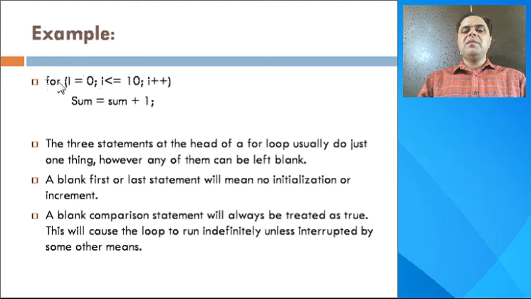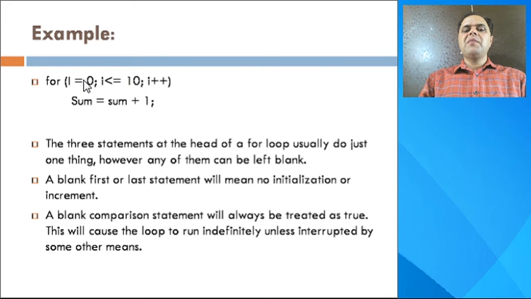So for example, for i equal to 0, i less than or equal to 10, i plus plus. It means we have initialized i with 0, then the test is whether i is less than or equal to 10, and then i plus plus. So first the value of i is 0. 0 is less than or equal to 10. Yes, true. So it will go inside the body of the loop. The body is sum equal to sum plus 1. So sum is increased by 1, and then i is increased by 1.